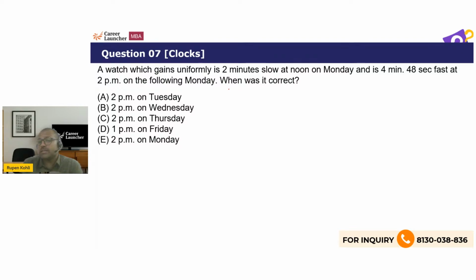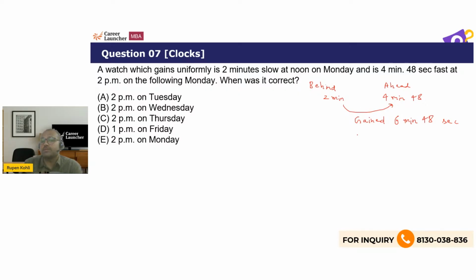And the question is, when was it correct? Now, the question is very logical. Let's understand. The clock was initially behind the correct time by 2 minutes, or 120 seconds. Then it was ahead of the time, by 4 minutes 48 seconds. So from 2 minutes behind to 4 minutes 48 seconds ahead, in total it has gained 2 plus 4 minutes 48 seconds, which is 6 minutes 48 seconds, in a total duration of how much?